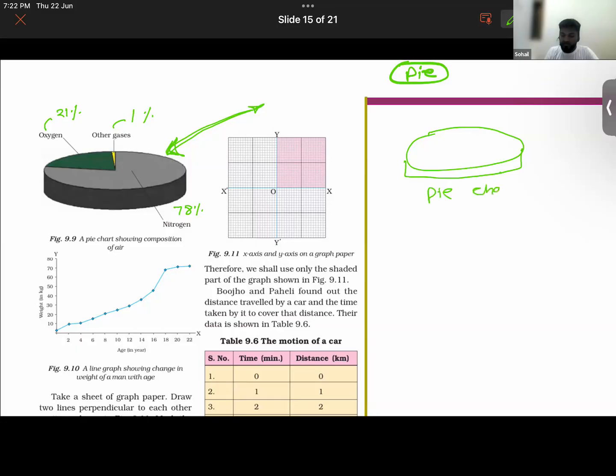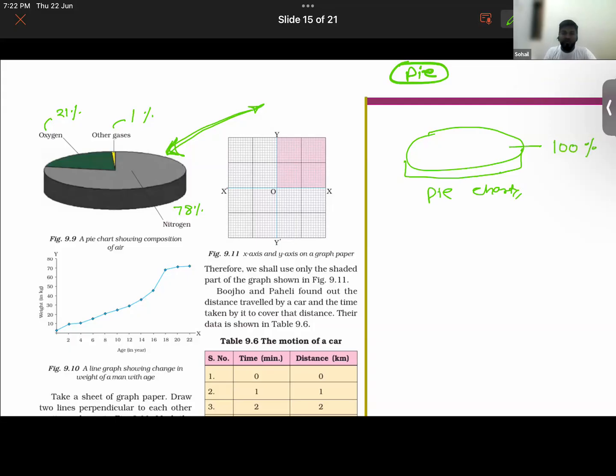So this is a pie chart. So what is a pie chart? It is a kind of graph or diagram which shows the percentage composition of something in the form of slices of a circle. Okay, so this whole circle will be representing 100%.